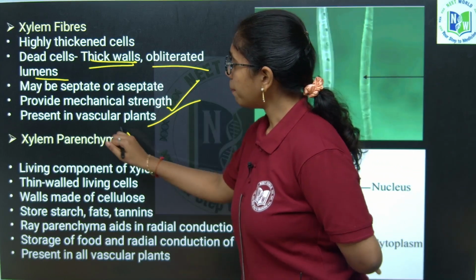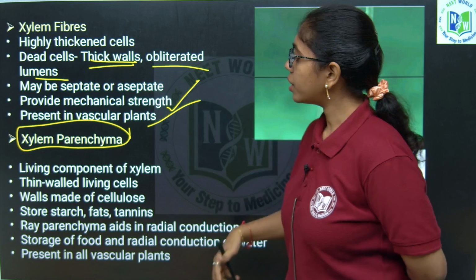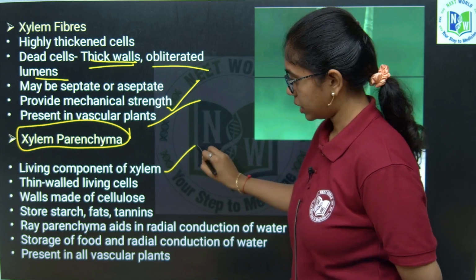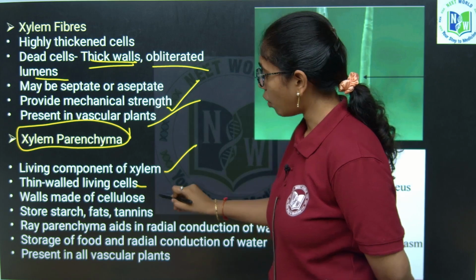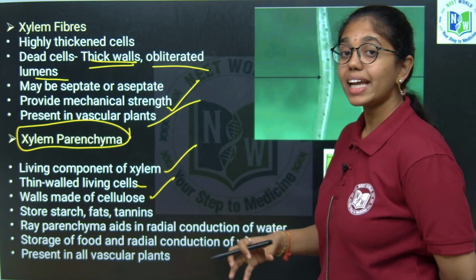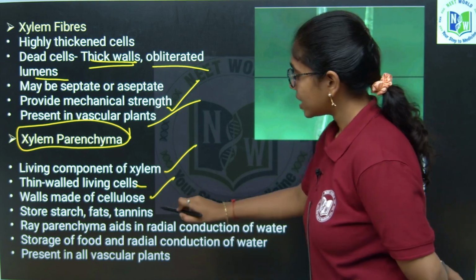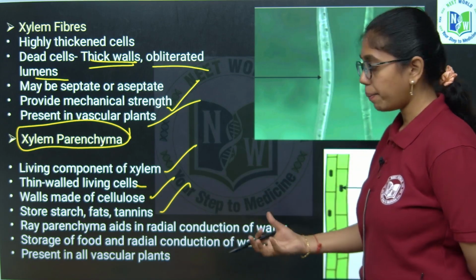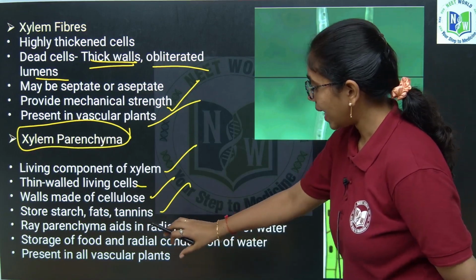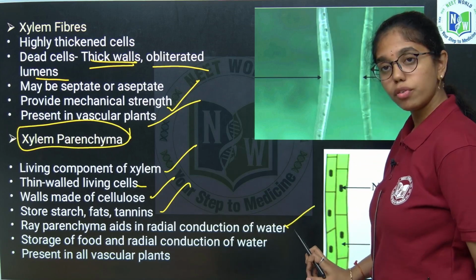Xylem parenchyma is a living component of xylem. It has thin walled living cells. The walls are made up of cellulose. Xylem parenchyma will store starch, fats and tannins. We have ray parenchyma, which aids in the radial conduction of water.